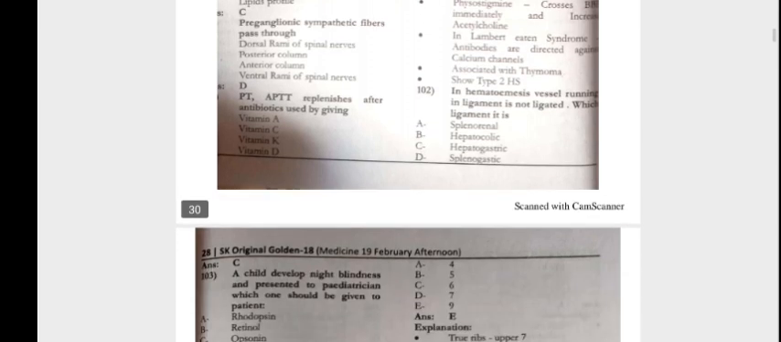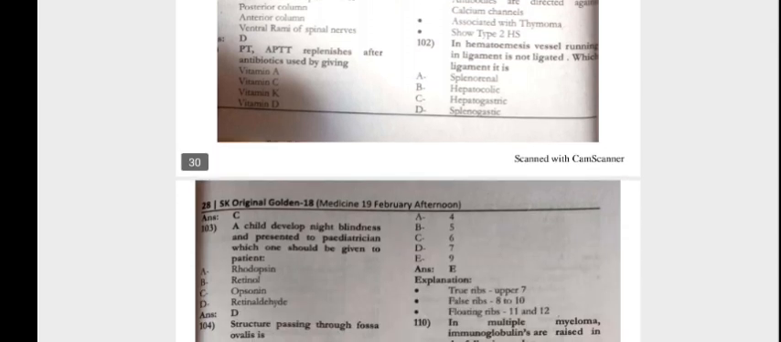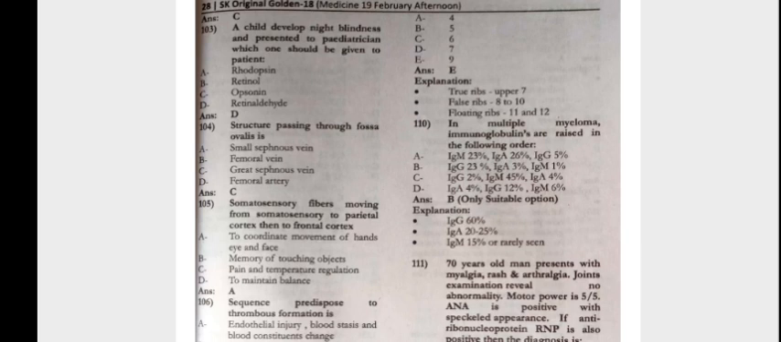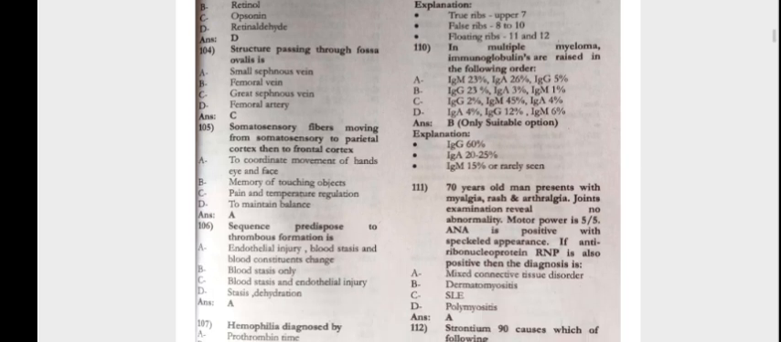Next, in hematemesis, vessel running in the ligament is not ligated. Which ligament is that? Is the hepatogastric ligament. A child develops night blindness and is presented to pediatrician, which one should be given to the patient, that is the retinaldehyde. Structure passing through the fossa ovalis is the great saphenous vein.